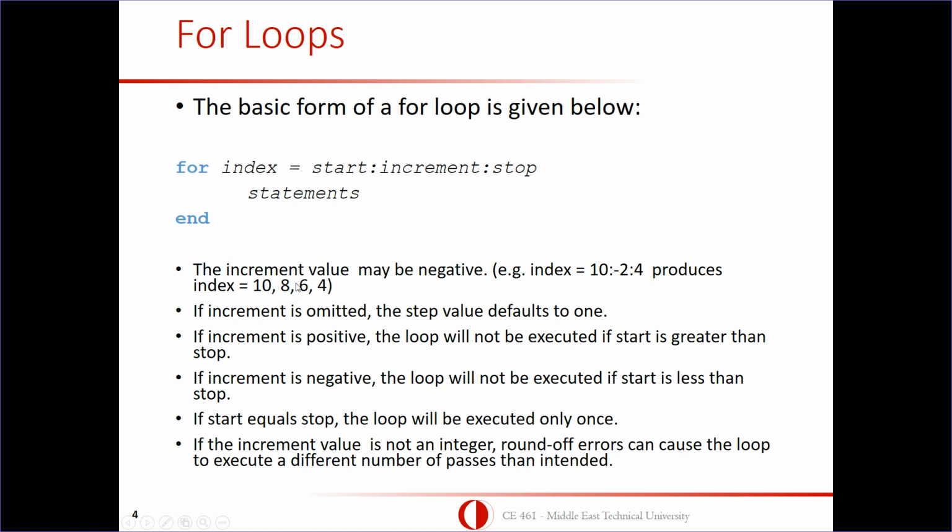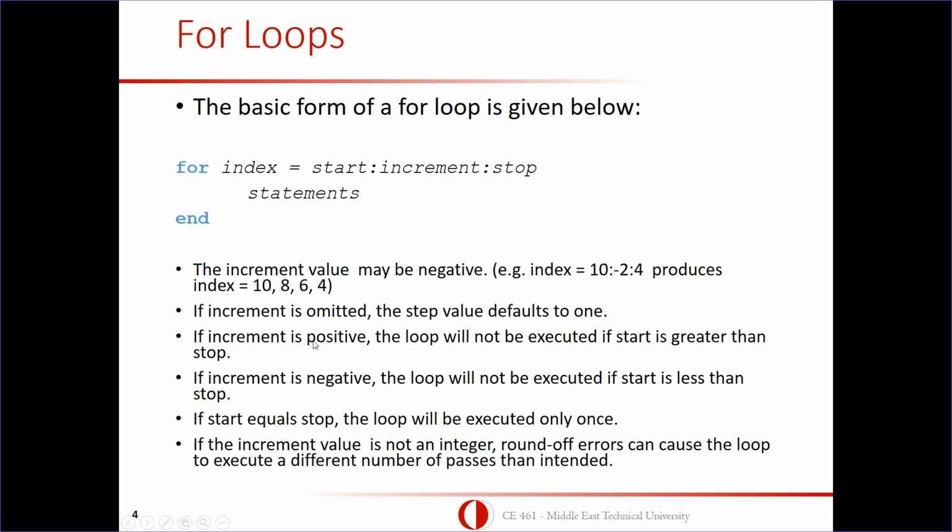Here we might have the increment value as negative. For example, we can say index is equal to 10:-2:4, which simply decrements starting from 10 until 4 with a step of 2. So basically these values are going to be 10, 8, 6 and 4. If the increment is omitted, then the step value is simply 1 by default.